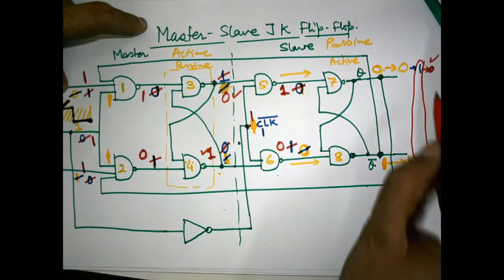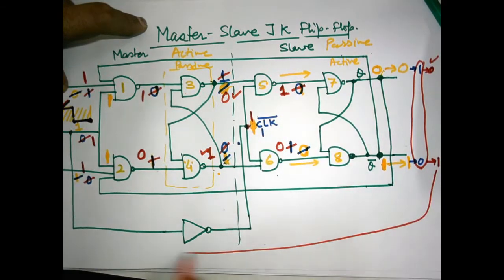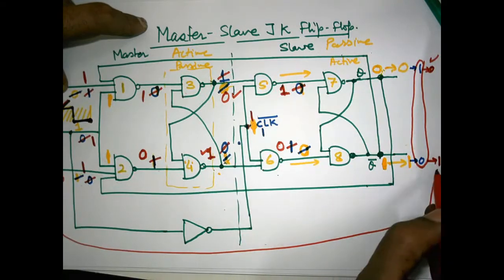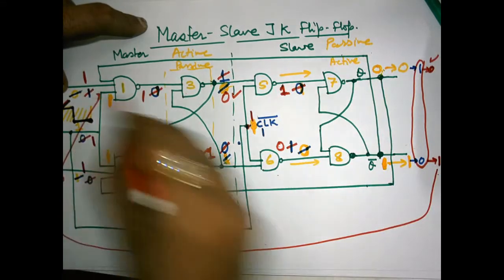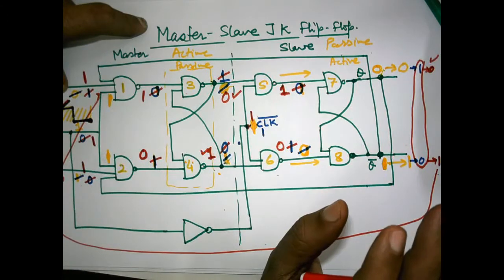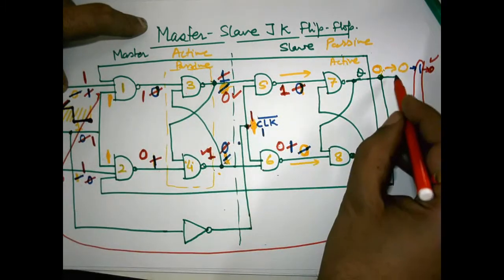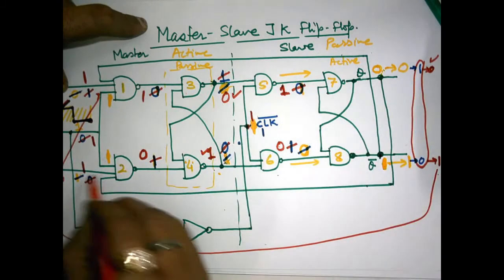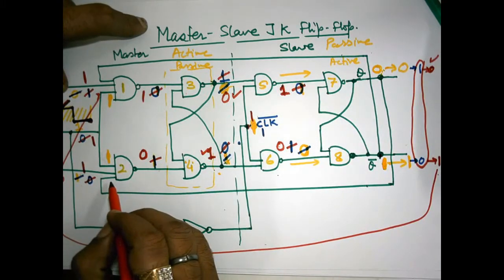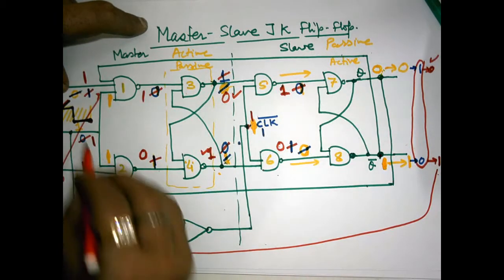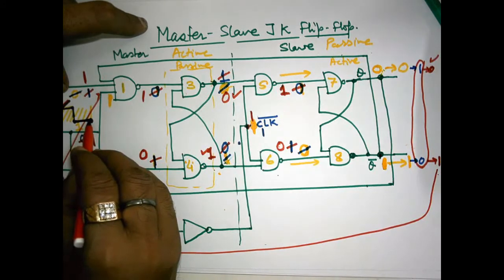Now you see, this output will further be fed back at this point, and this will be fed at this point. This 1 will be fed over here, and this 0 will be fed over here. But you see whether they are able to make any change at this instant of time? No, because what is the situation of the clock? It is 0.